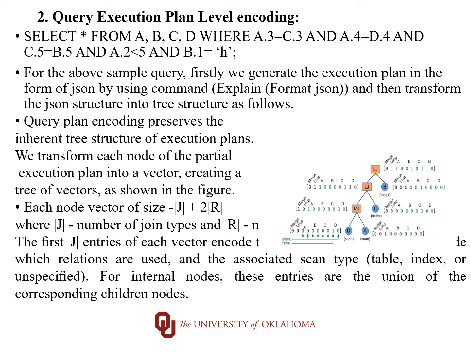And now we'll see the query execution plan level encoding. We'll take the example sample query in which 4 relations are involved. For every query, we generate the execution plan. It is done by using the explain command. Firstly, we generated the execution plan of each query in JSON format. It is done by using the command explain with format JSON. And then we transform the JSON structure into a tree structure as follows.